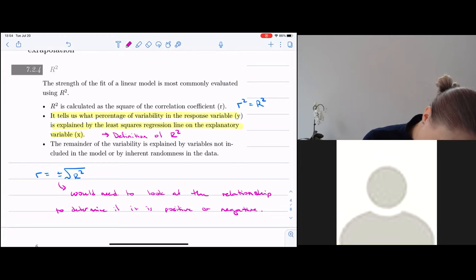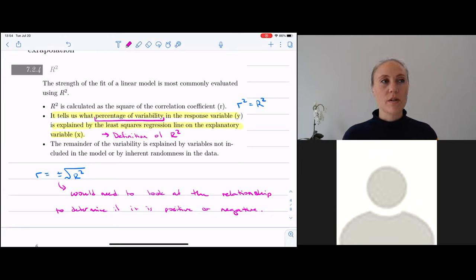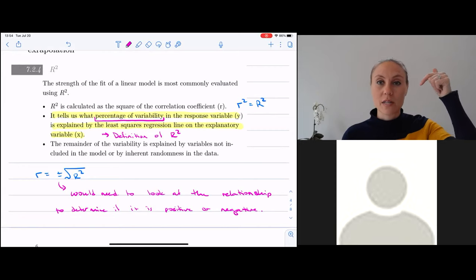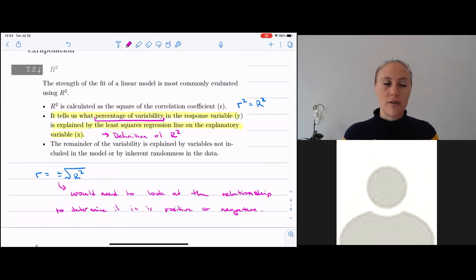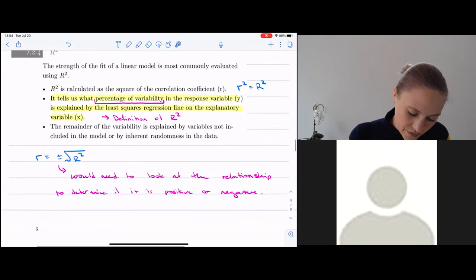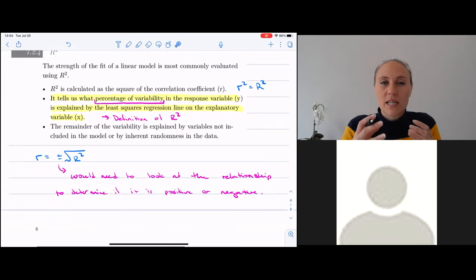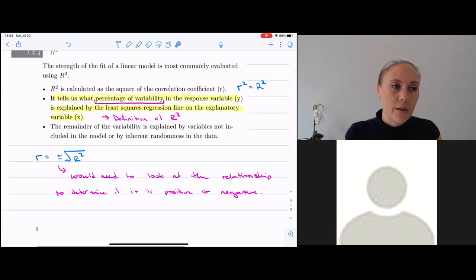The key word here is going to be percentage of variability. As soon as you see percentage of variability, I want your mind to say R squared. What does R squared do? It tells us how well our line fits our data. Anything outside of R squared is activity that we can't capture with the line, or maybe we've not included an important variable that we should be including in our regression line.